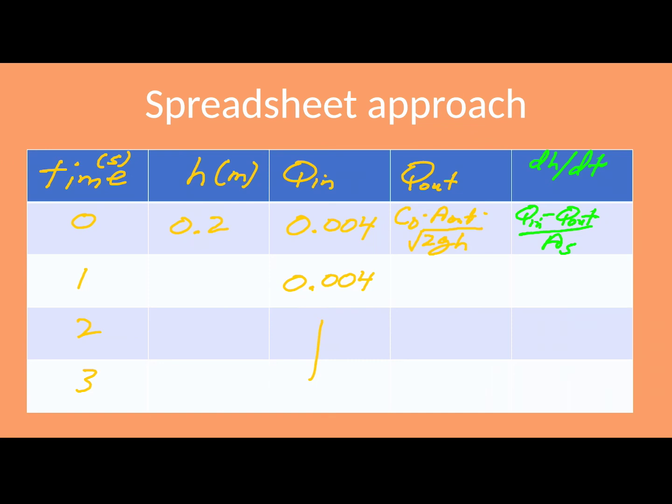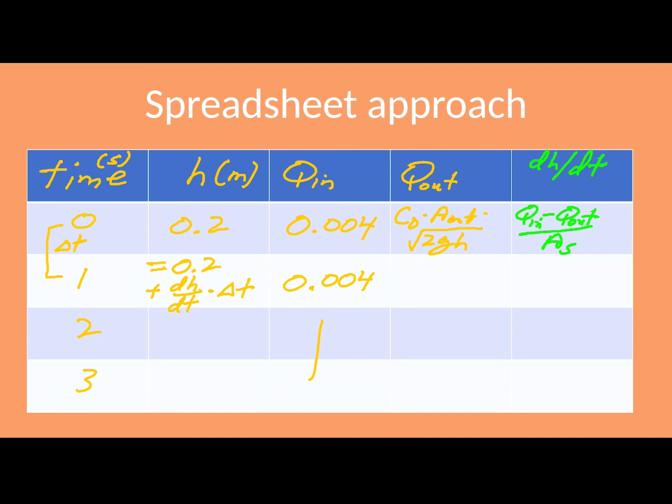And what we have here now is the h for the next time step. So how do we bump this forward? Well, we're going to note here that this new h is equal to the old h, 0.2, plus the dH/dt from the previous time step times our delta t. And our delta t is just going to be 1 second, as I've sketched it here. You can use a delta t that's appropriate for your problem.